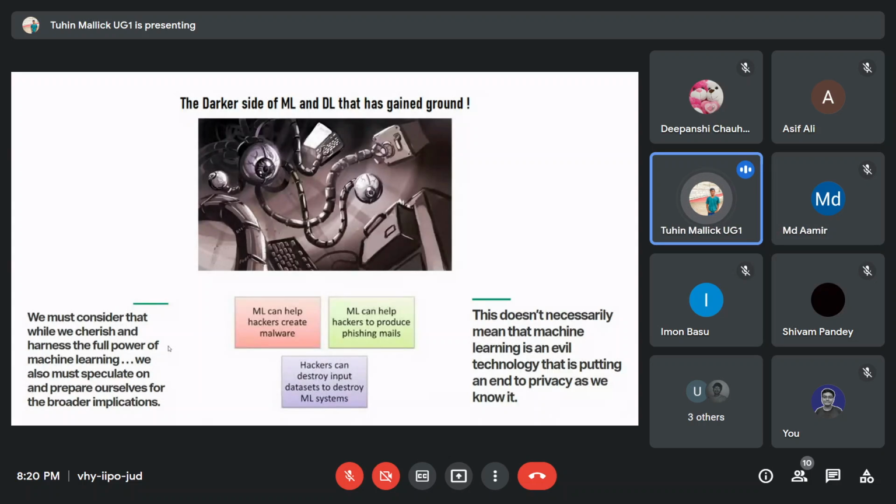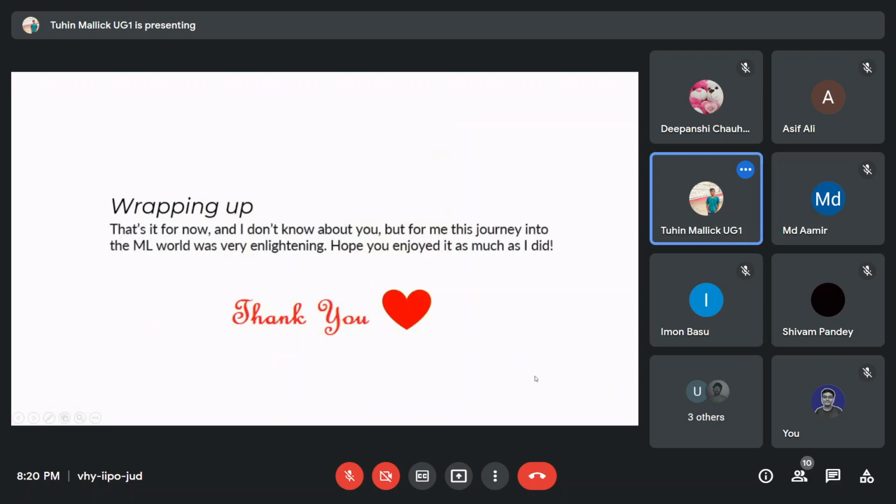However, we must consider that while we cherish and harness the full power of machine learning to make our lives and business more comfortable and efficient, we also must speculate on and prepare ourselves for the broader implications, especially where ethics and privacy are concerned. Many things as we know them today will be changed thanks to machine learning. Are we ready for it?